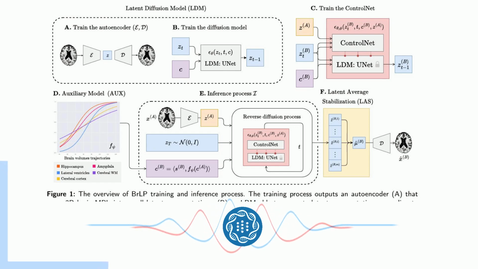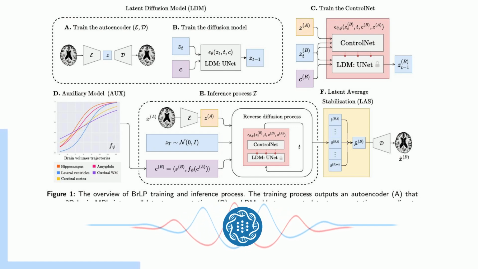But hasn't this kind of thing been attempted before? Haven't people tried to model this disease before? Oh, for sure. Scientists have been working on this for a long time. But what's different about BrLP is it uses a really sophisticated AI technique called latent diffusion models, or LDMs. You know how an artist can take a really blurry sketch and turn it into a photorealistic portrait? It's like that, but for brain scans. So it helps BrLP to see the finer details and make more accurate predictions.